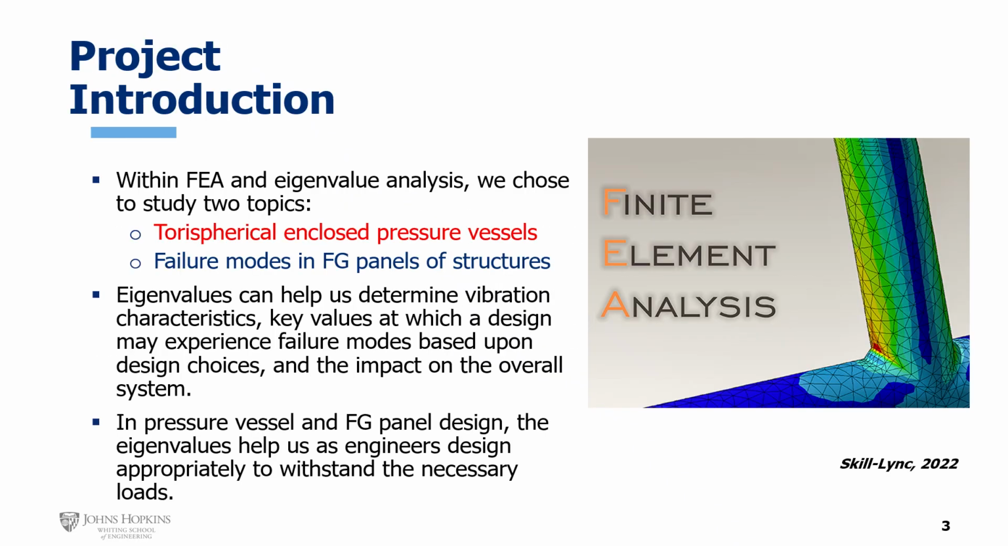In our paper here and in this presentation, we'll be going over some of the aspects of that. We go over 2 real-world examples, and then we also throw in a few extra applications at the end. The first of those examples was torus spherical enclosed pressure vessels and failure modes also in functionally graded material panels, different structures. So for the pressure vessels, we explore how critical eigenvalues can help determine critical buckling values and aid in understanding the design, and also go into the eigenvector and eigenvalue analysis used in the FEA to determine these critical values.